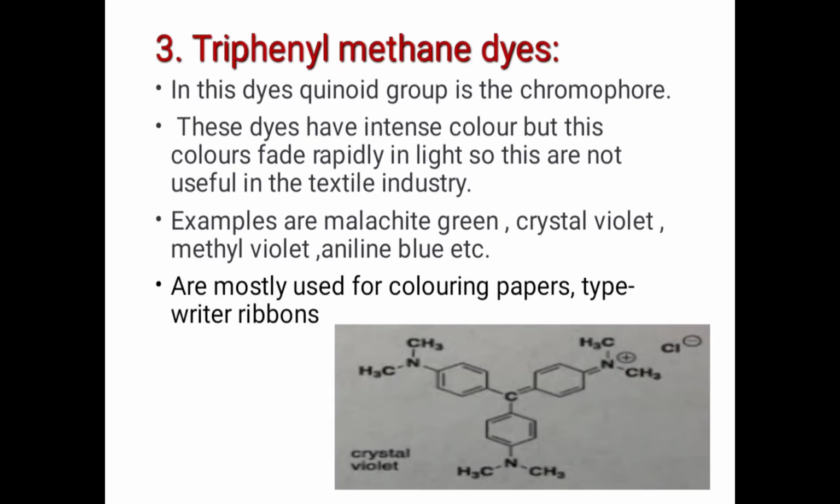Then triphenyl methane dyes. In these dyes, the quinoid group is the chromophore. These dyes have intense colors, but these colors fade rapidly in light, so they are not useful in the textile industry. Examples are malachite green, crystal violet, methyl violet, aniline blue, mostly used for coloring paper, type, typewriter ribbons. The structure of crystal violet.